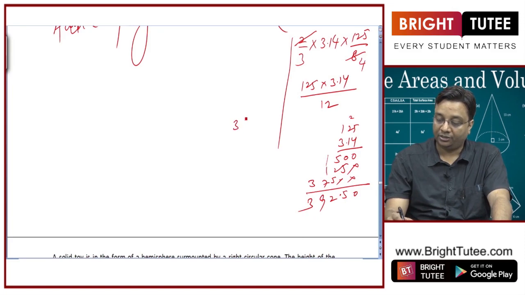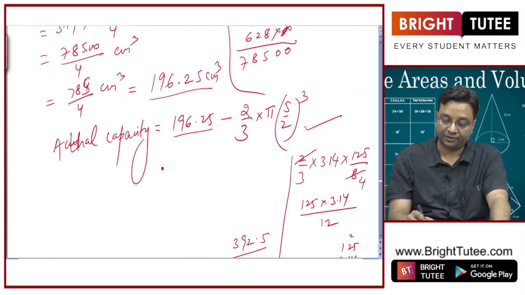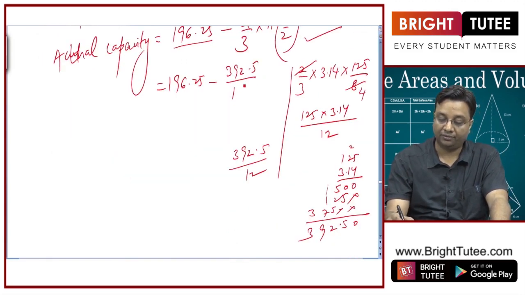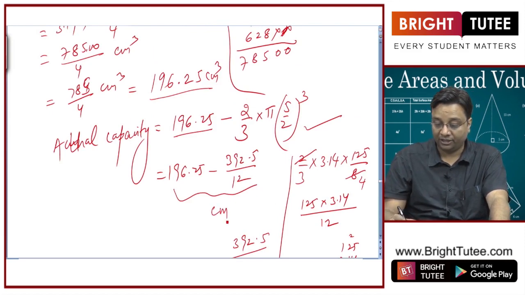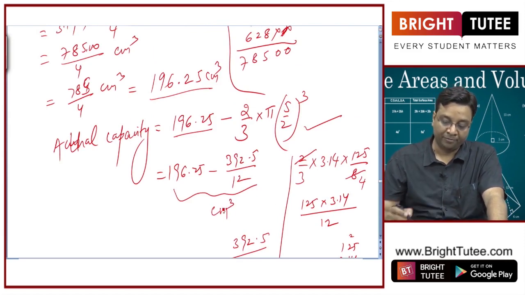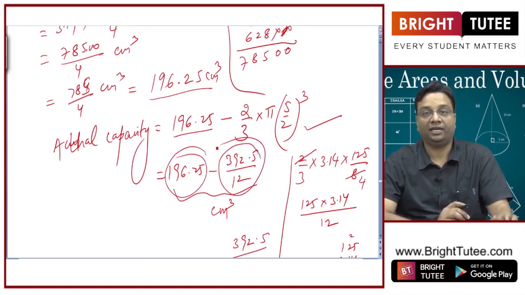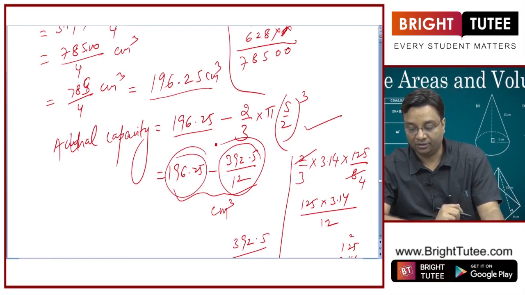So this is 392.5, divided by 12. So what we can do is 196.25 minus 392.5 divided by 12. I am not wasting any more time in calculations. You can do this calculation yourself, but don't forget the unit centimeter cubed in the end. So this is the apparent volume, and when you subtract the volume of the hemispherical bottom, you will get the actual volume. So this is how we will go about this question.